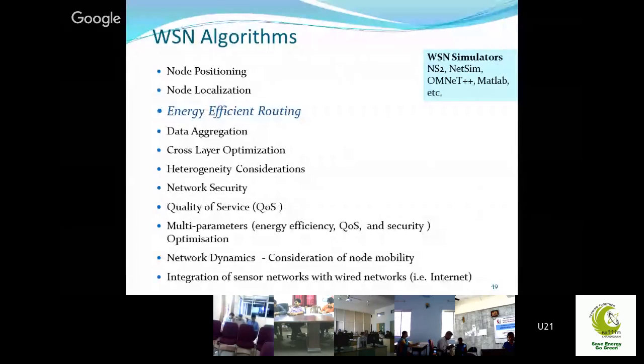Data aggregation, cross layer optimization, heterogeneity consideration is also an upcoming area. For example, if the nodes are not the same, they are having different initial energy levels, they are having different antennas, then the algorithm should be able to optimize in that particular scenario. The network security, quality of service. Another interesting area is network dynamics. It means your nodes are mobile. Then integration of sensor network with wired networks like internet is also a new area to be explored. There are various WSN simulators like NS2, NetSim, OMNeT++, or you can simulate these algorithms in MATLAB as well.